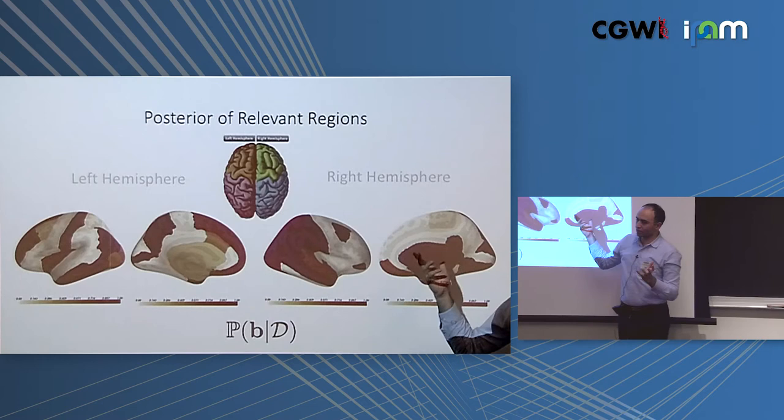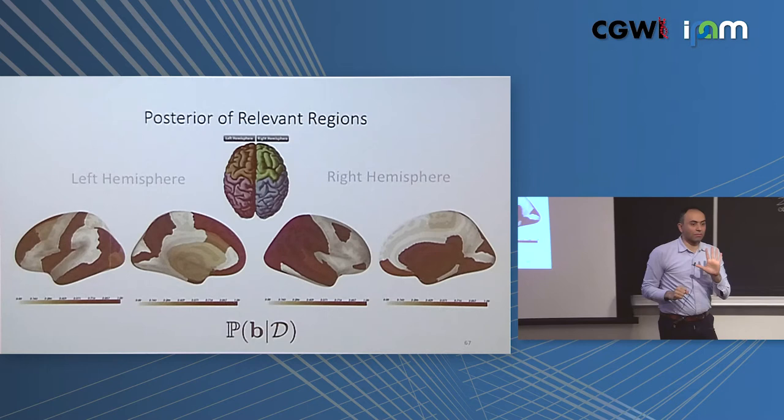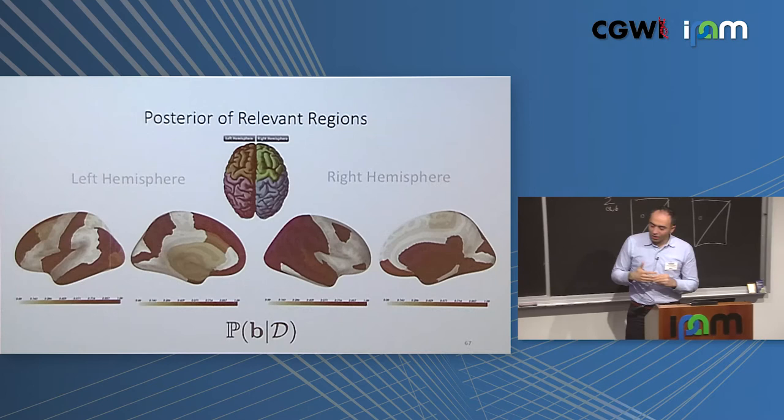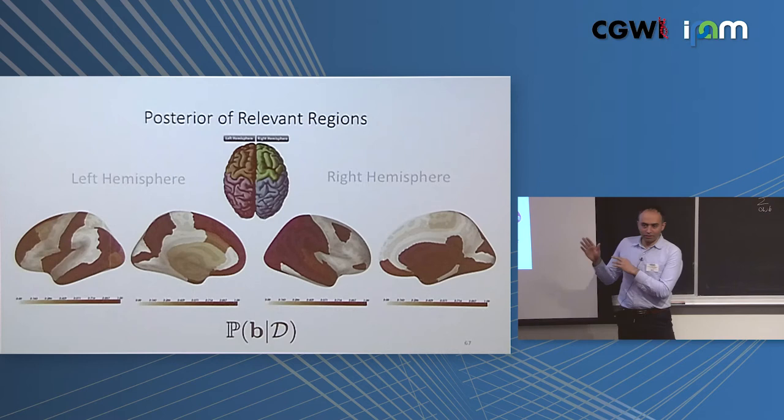5 minutes, okay, I'll be done. The color represents whether that region is important or not. All of these brain regions that our neuroscientist collaborators believe are related to Alzheimer's disease show up. So far, this is consistent with what we knew.